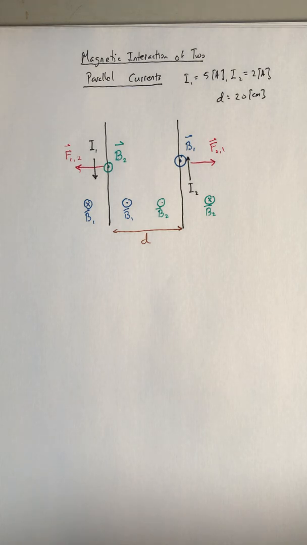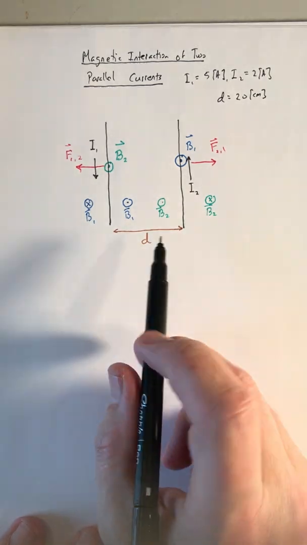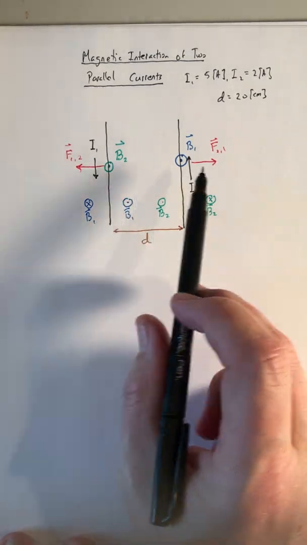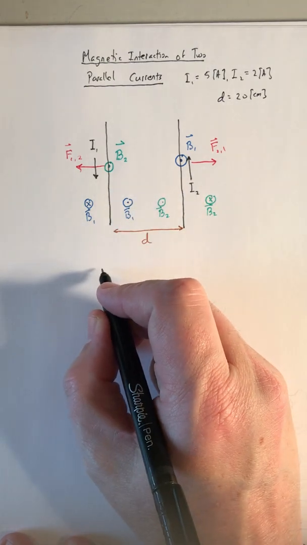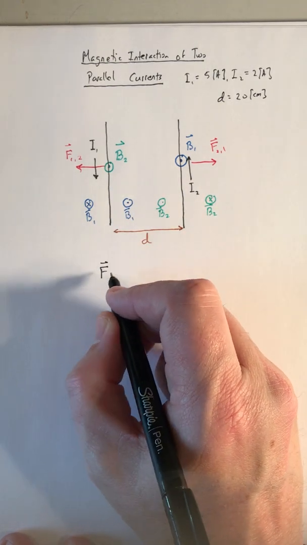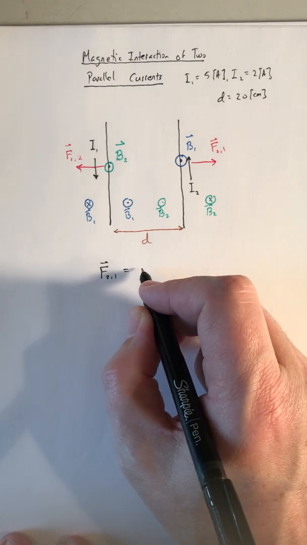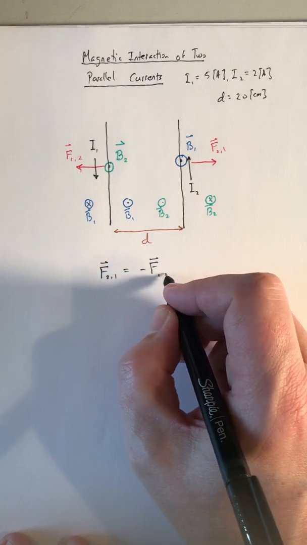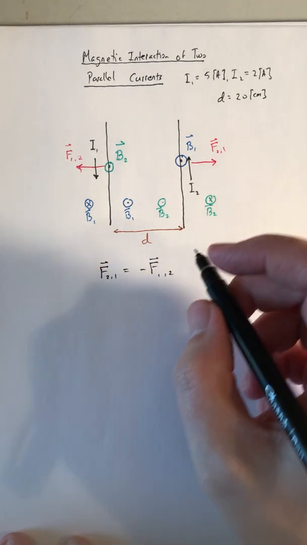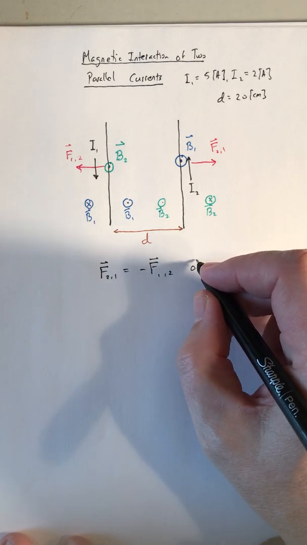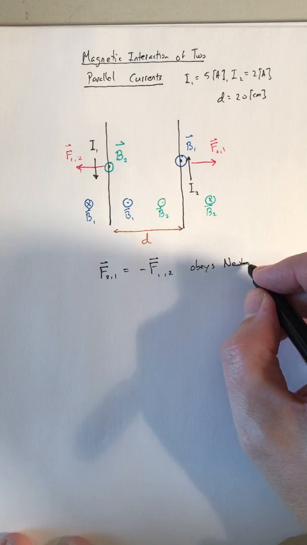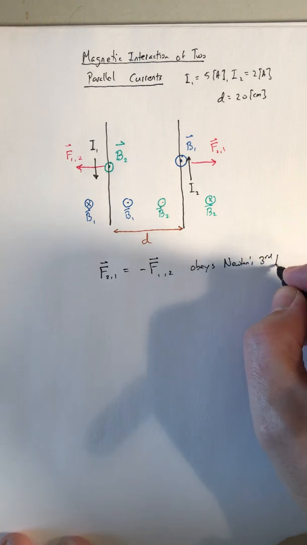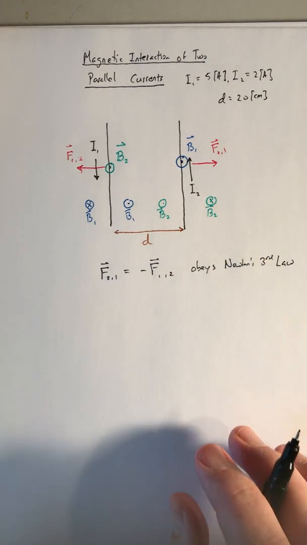And we will observe, to our great relief, that at least in terms of direction, so far so good, the force on 2 due to 1 is minus the force on 1 due to 2. We'll work out the magnitudes here in a second, but so far so good. This obeys Newton's third law, as we know it must.